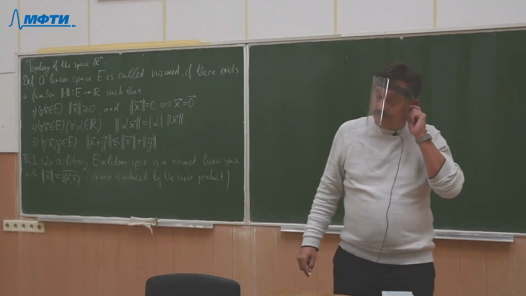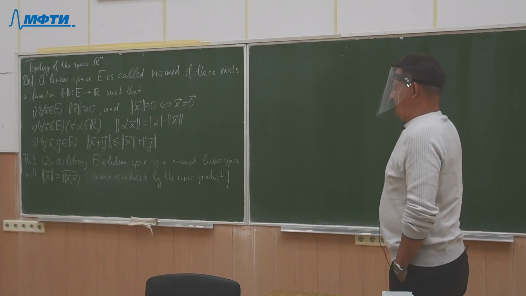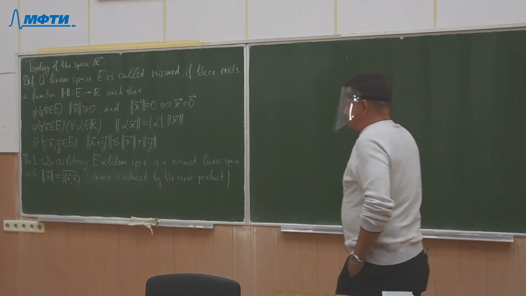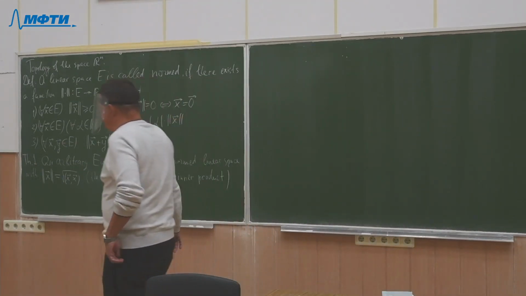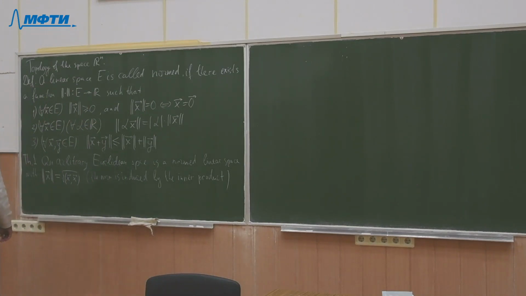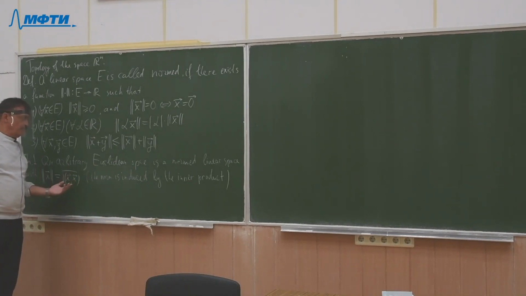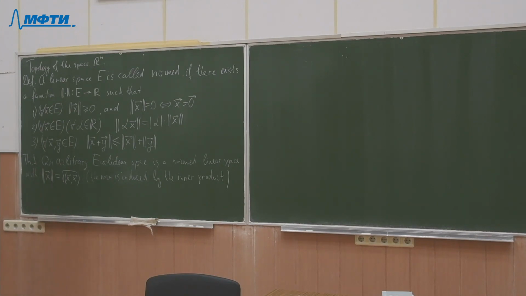So there is a connection between an analytic property, namely the norm is an analytic property, and more or less algebraic properties, because the inner product was an algebraic operation. Okay, proof.